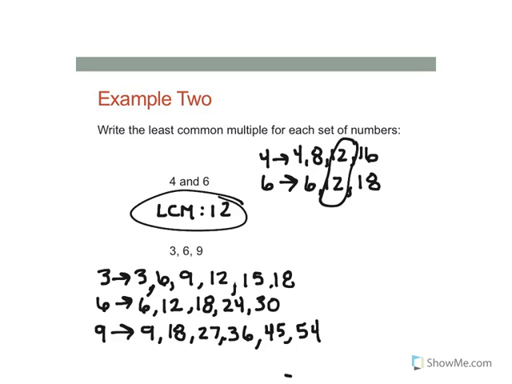So no 3s, not everything has a 6, not everything has a 9. We got a 12 for 3 and 6, but the one I noticed that they all have in common, that is the lowest that they all have in common, is 18. So the least common multiple of 3, 6, and 9 is 18.